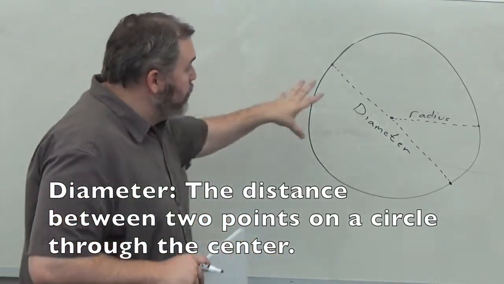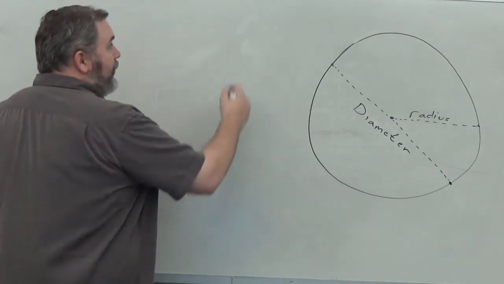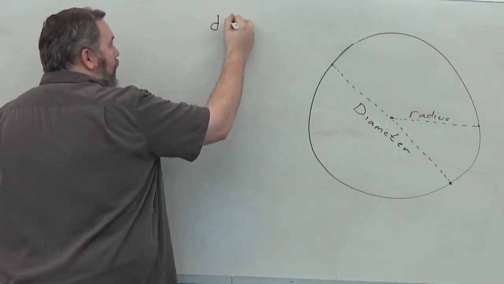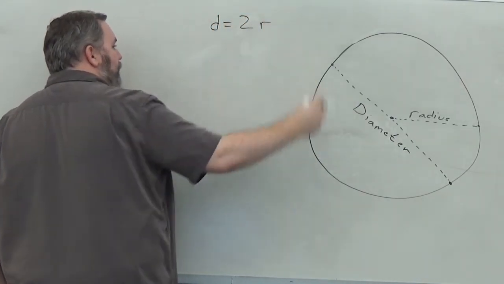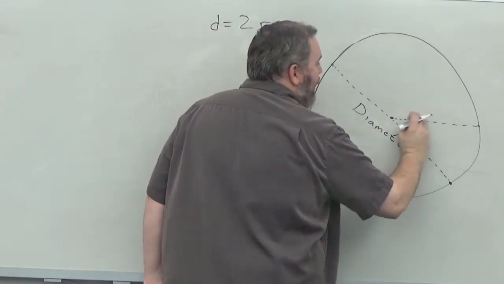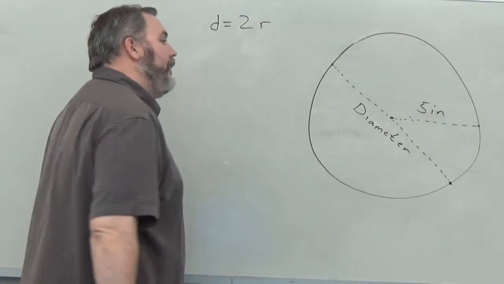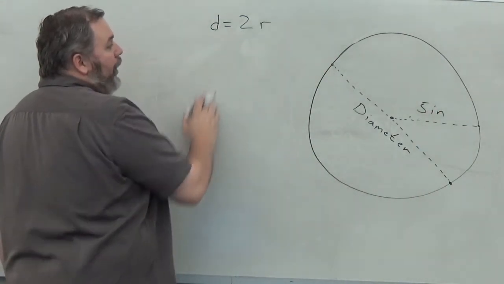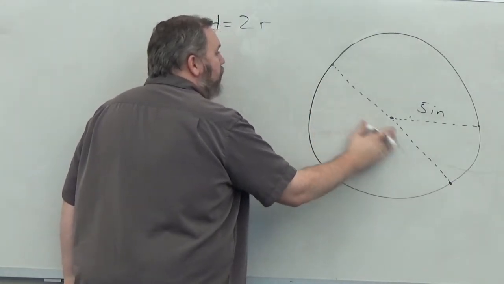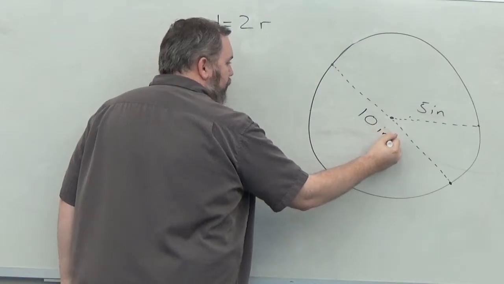Well, this means that we can kind of create an equation. We can say that the diameter is equal to 2 times the radius. So, for instance, if my radius happens to be, say, 5 inches, what's my diameter? Well, basically all I got to do is multiply it by 2, and I find out that the diameter of my circle is 10 inches.